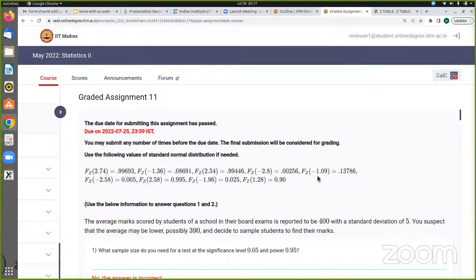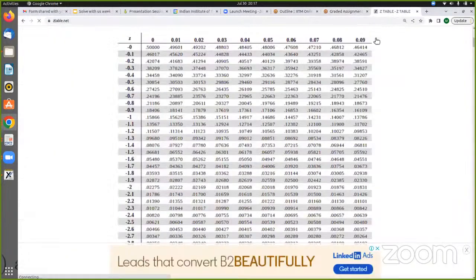You can check how it is coming. Let's say FZ of minus 1.09: if I check minus 1.09, where is it? Here, right? And if I wanted to find for 0.13786, I will check for this value in the table and see the corresponding Z value, which is minus 1.09.